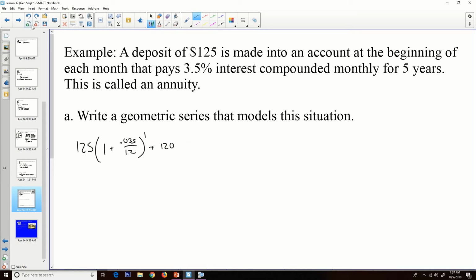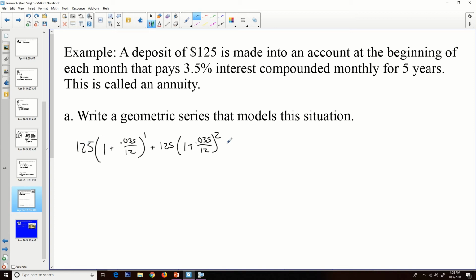over and becomes 1 plus 0.035 over 12 to the 2, because it's been calculating interest now for 2 months. And this is the new $125 that you put into the account at the beginning of the second month.